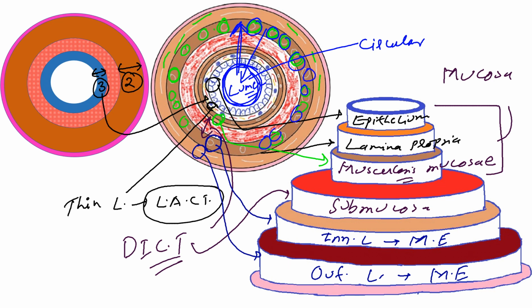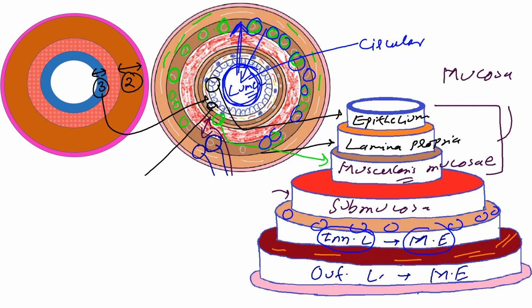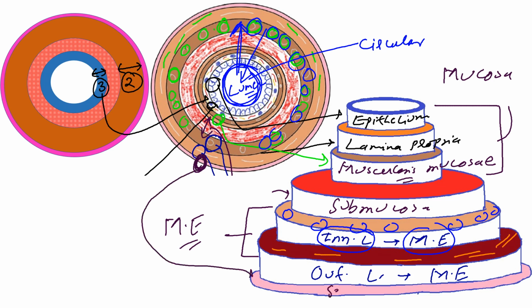So in this way you can remember that the inner layer of the muscularis externa contains circular smooth muscle fibers. So obviously the outer layer will have longitudinal smooth muscle fibers. So these two layers together form muscularis externa. Now coming to the outermost layer of the gastrointestinal tract, and that is either serosa or tunica adventitia.